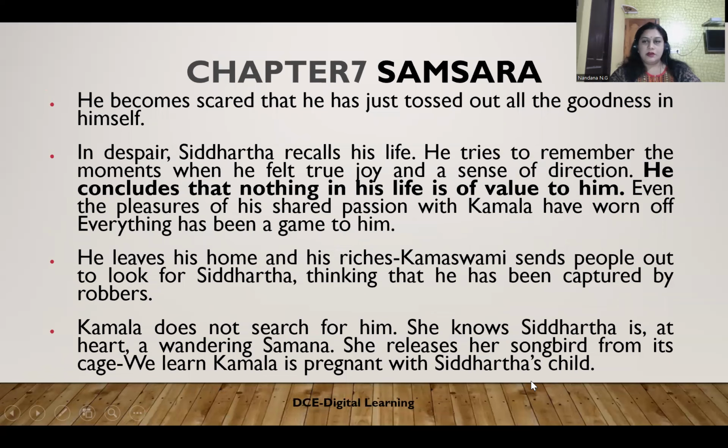After his dream is broken, he becomes scared that he has just tossed out all the goodness in himself. They always say that there is a saturation point or a breaking point. Maybe now Siddhartha has reached that point when he looks at his own action in the dream, wherein he throws away a bird just because it has died, and he realizes that he has crossed all limits. In despair, Siddhartha recalls his life.